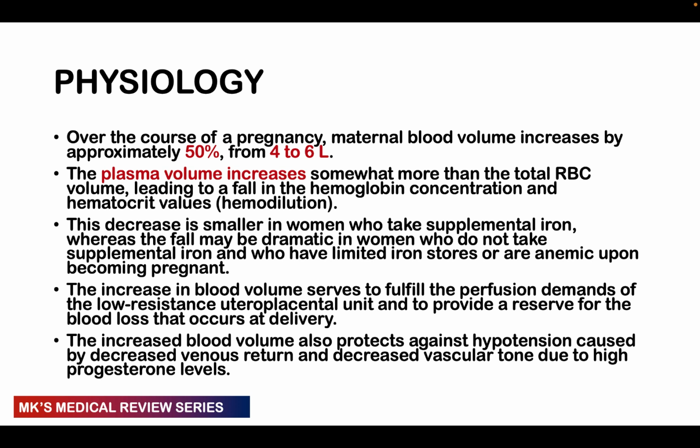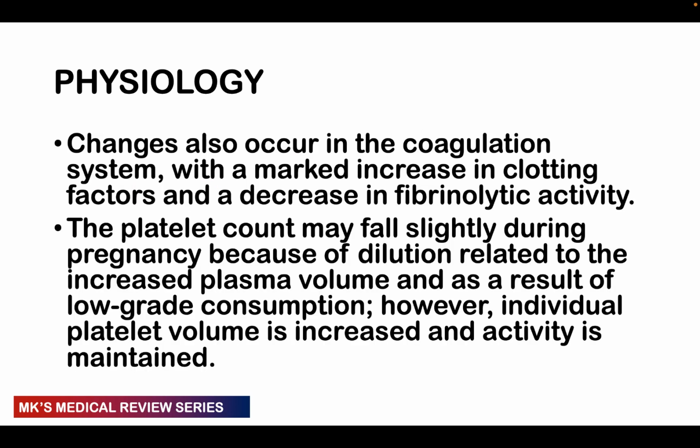This increase in blood volume helps meet the perfusion demands of the low resistance uteroplacental unit, and it provides a reserve for the blood loss that we anticipate when this woman delivers. Remember also that the increase in blood volume protects against hypovolemia caused by a decrease in venous return and a decrease in vascular tone due to the high levels of progesterone. Because remember, progesterone is a smooth muscle relaxant that causes blood vessels to dilate.